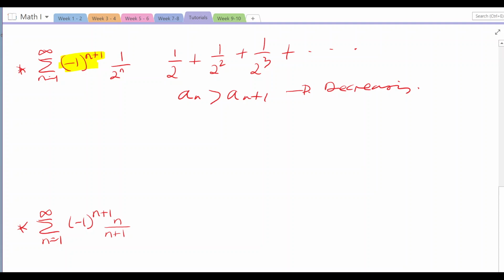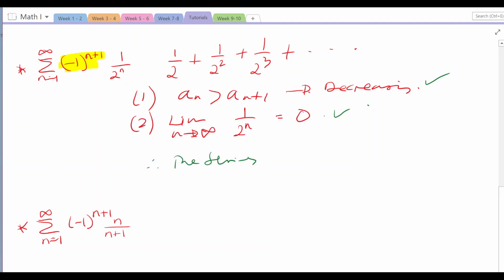This is condition 1, and then for condition 2, we take the limit as n approaches infinity of 1 over 2 to the n. So this equals 0, as 2 to the power of infinity becomes infinity, so this becomes 1 over infinity, which is 0. So both conditions are fulfilled, and therefore the series converges.